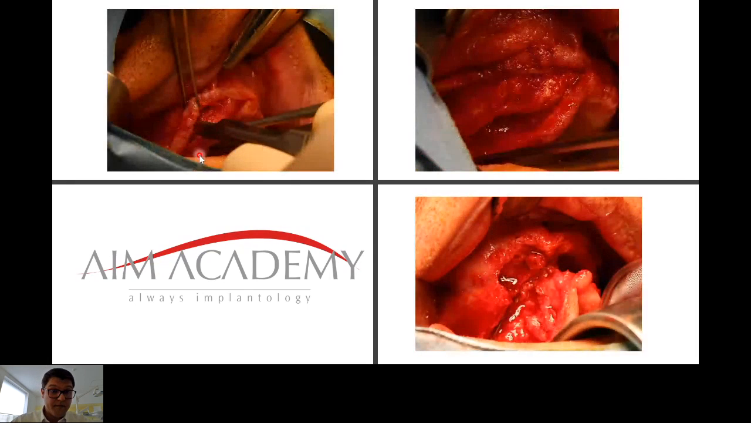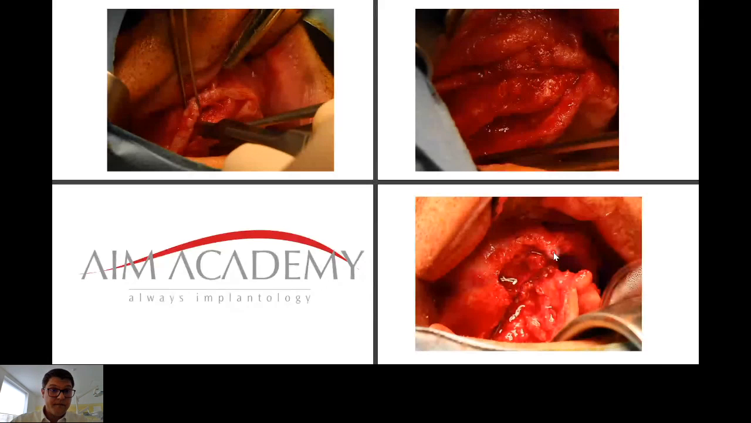After this, you should prepare the receiving site, the maxilla, as you can see here, a crestal incision, elevate the flaps on both palatal and vestibular side. And here we have exposed, it's not very clear, the canine, and we removed the canine from this part.